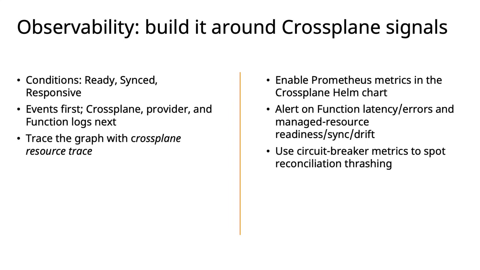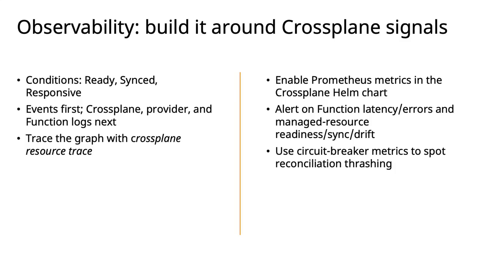Crossplane conditions. And if you go to debugging, always go for events first in Kubernetes because the events are human readable, right? And then you go on to the Crossplane logs, to the provider logs, and the function logs, in this order, to drill down all your issues. And also Crossplane has a mighty command, Crossplane resource trace, where you can monitor the whole tree, the composite resource, and so on for your monitoring for your logs.